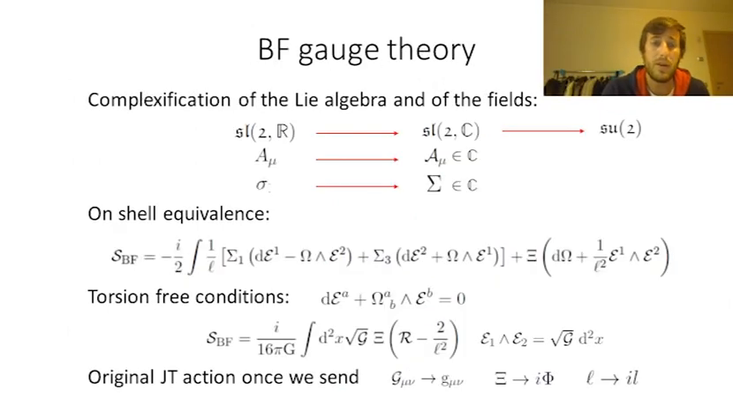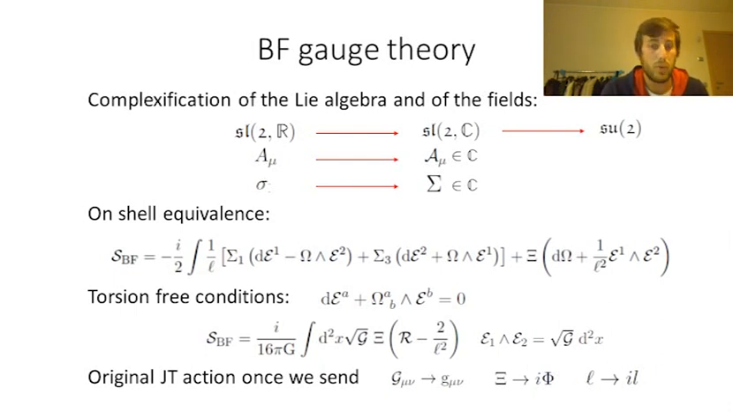Then, for supersymmetric localization, it turns out useful to complexify both the gauge algebra and the fields. So we pass from SL2R to SL2C, and we complexify both A and sigma. So we indicate with capital letters the complexified fields. And then we take another real form of SL2C, which is SU2. And the advantage of this is that SU2 has a positive definite Killing form.